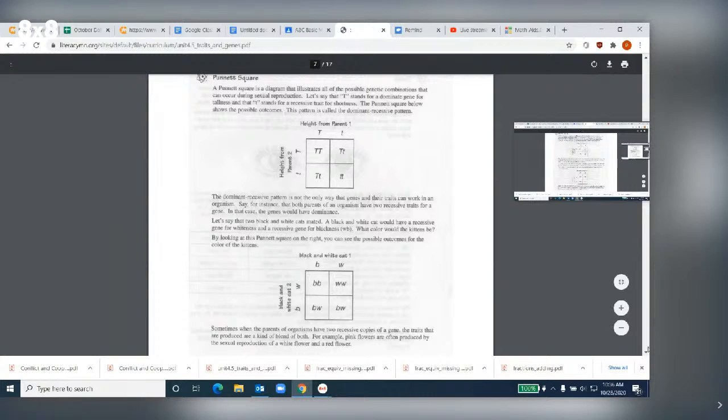Sometimes when the parents of organisms both have 2 dominant copies of a gene, the trait produced is a kind of blend of both. For example, pink flowers are often produced by sexual reproduction of a white flower and a red flower. Okay.